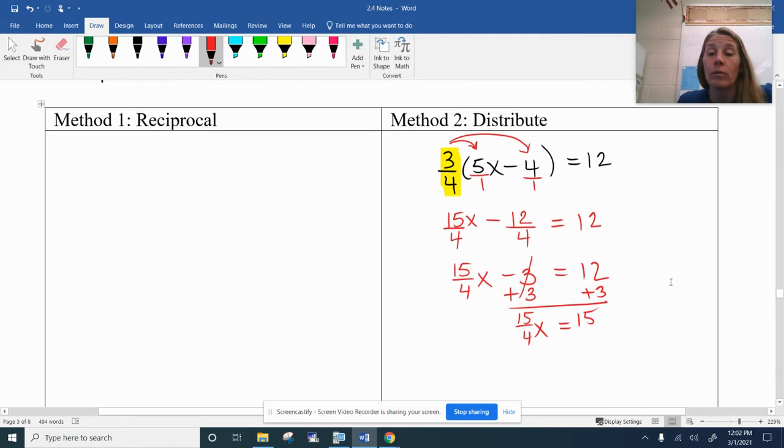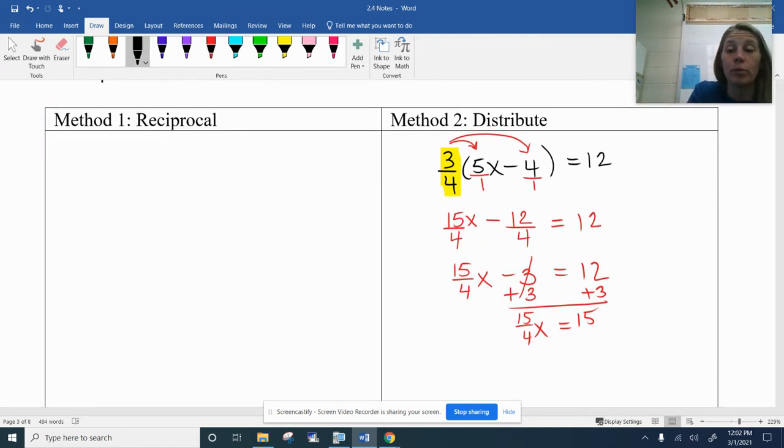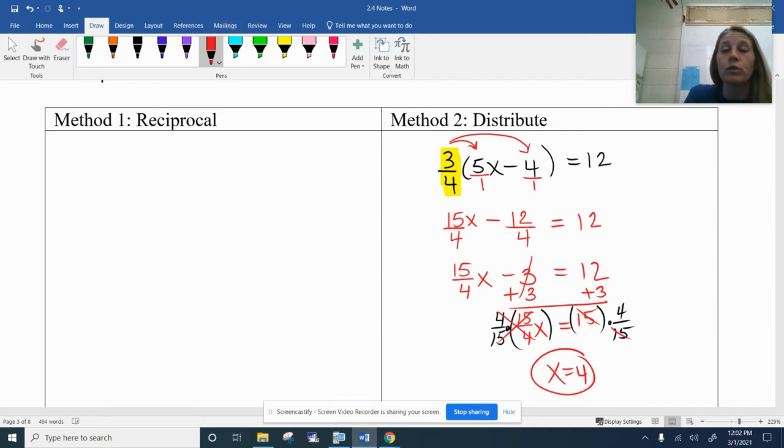And now we're just going to multiply by the reciprocal to get the x alone. In this case, our reciprocal would be 4/15. And it just so happens that these 15s would also cancel, and we would be left with x equals 4. So using the distributive property, that's how you would do that problem.